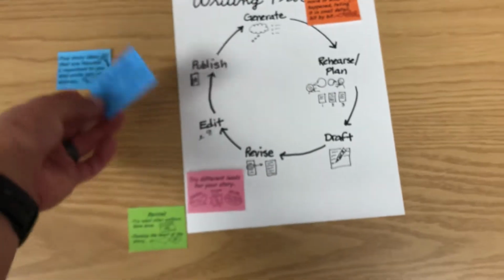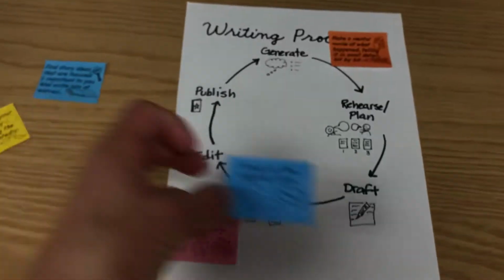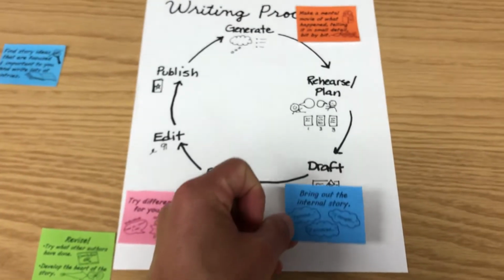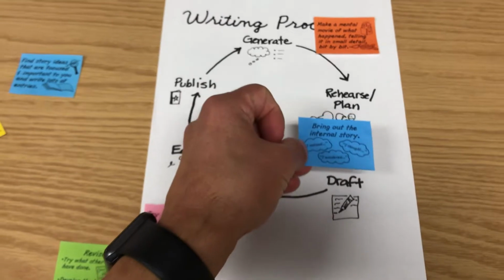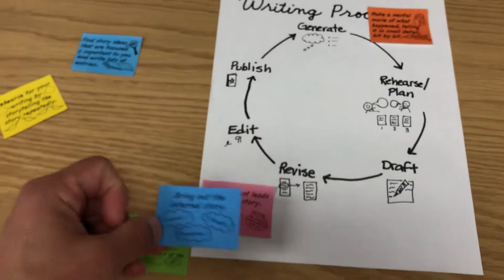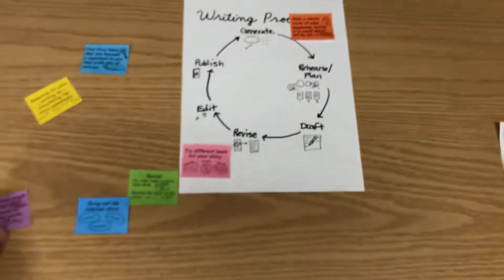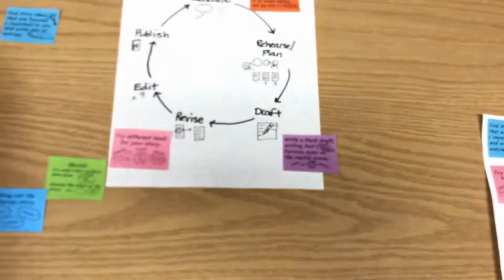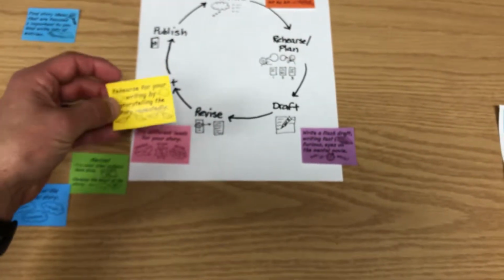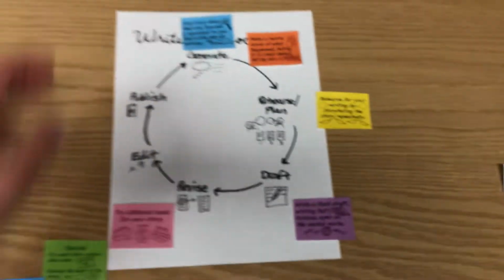Bring out the internal story. Again, this could live in a couple of different places in the writing process. It could live here in drafting. I could storytell it and rehearse it. I could also use it as revision. I think for this team, we decided that it would live in the revision phase. Flash drafting, obviously that goes in drafting. Rehearsal is going to live here. We've got finding stories as a generating strategy.